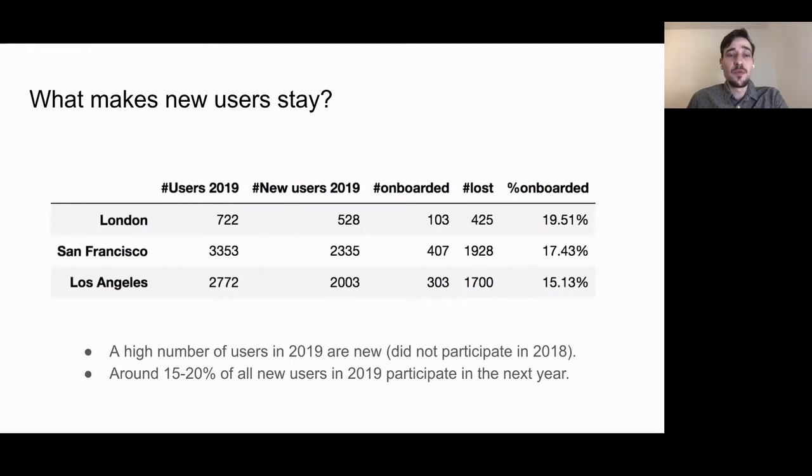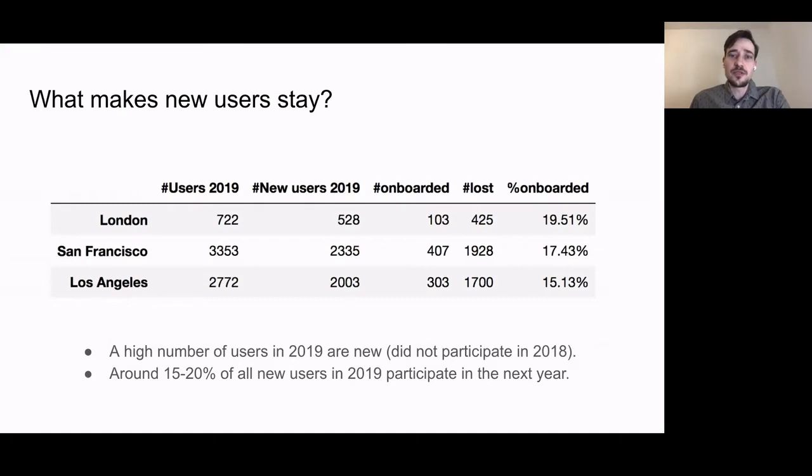So one thing we found out, so this is a table of the number of users, the number of users that are onboarded and the number that are lost. For example, in London, a total of 722 users participated in 2019. And of those, 528 were new, so they hadn't participated in 2018. That's actually quite a high number, and it's very similar for the other cities too. So there's a lot of turnover between the years.